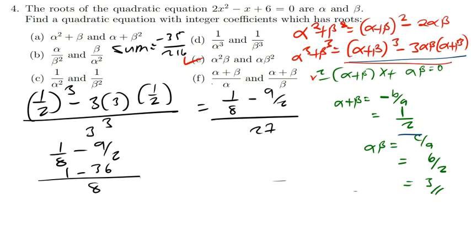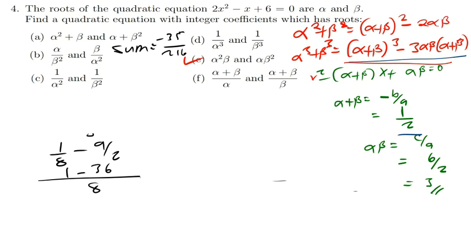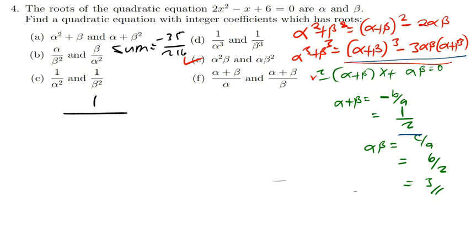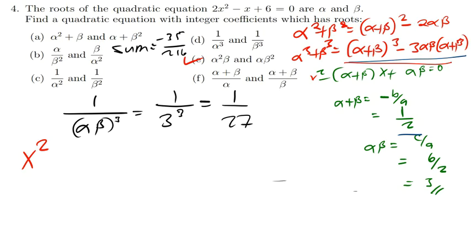Then I go ahead and also find the product. I just multiply: 1 times 1 is 1. Alpha to the power 3 times beta to the power 3 is just this. So it will be 1 over 3 raised to the power 3, which is 1 over 27. That's the product. So then I need to find x squared minus negative 35 over 216 x plus 1 over 27.